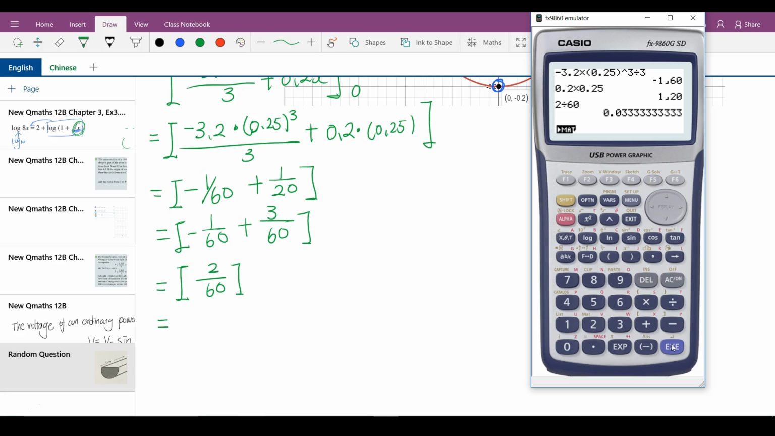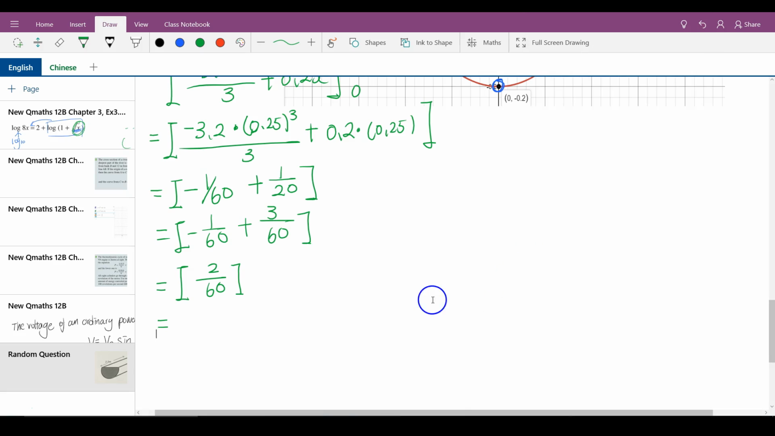This is actually 0.03333333. Oh, we haven't finished yet. No, we haven't finished yet. So let's keep it like this.